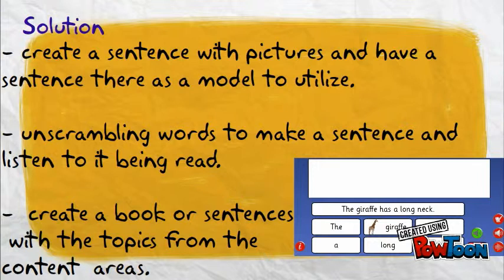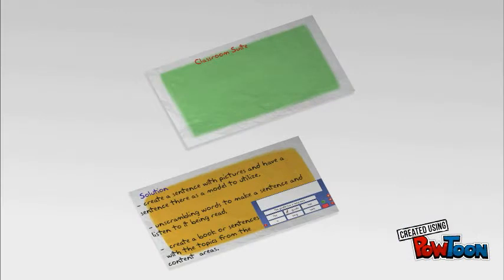I'm able to create a sentence with pictures and have a sentence there as a model to utilize. He can be successful at unscrambling the same words to make the sentence and listen to it being read. Also, we can create a book for him or even sentences with the topics from the content areas.